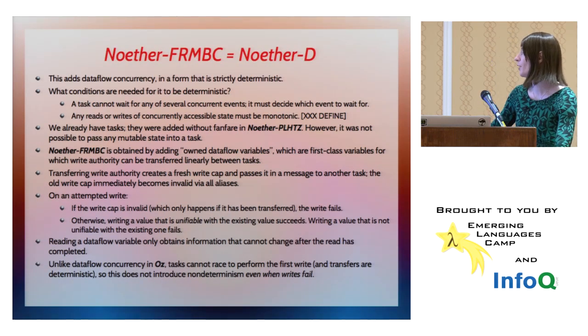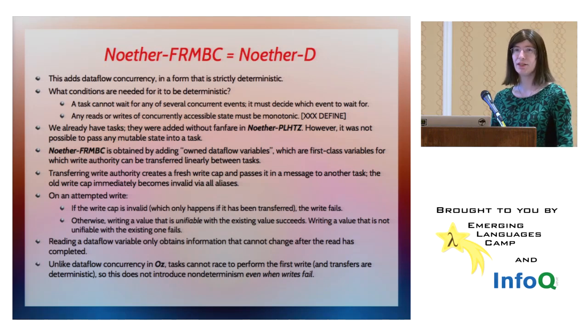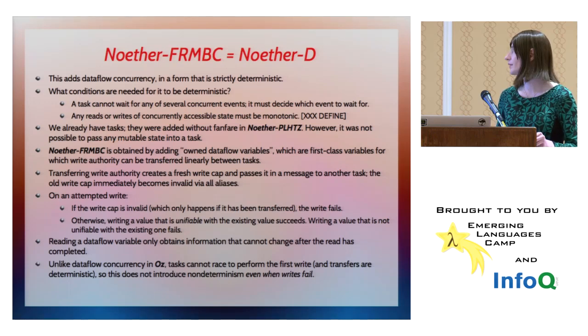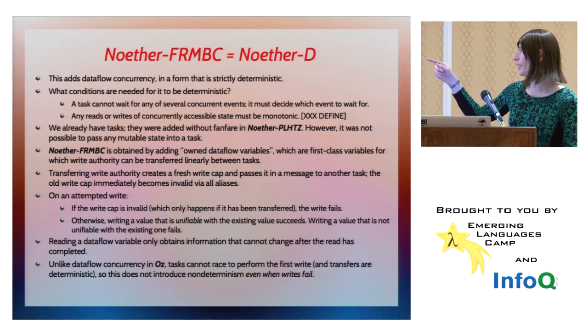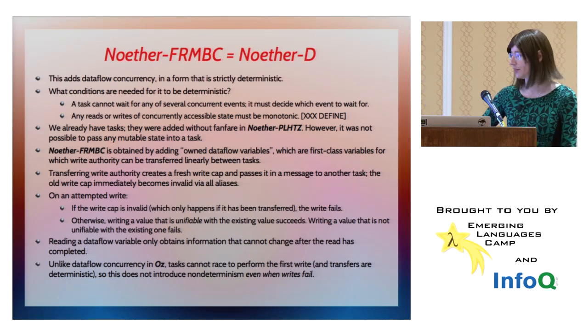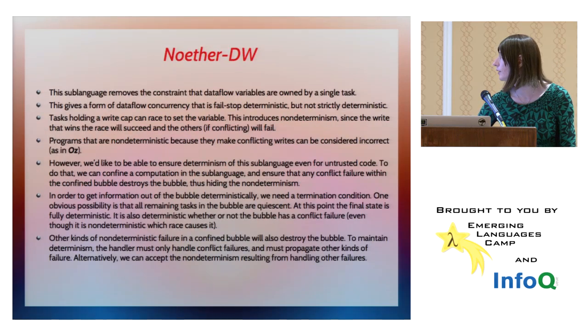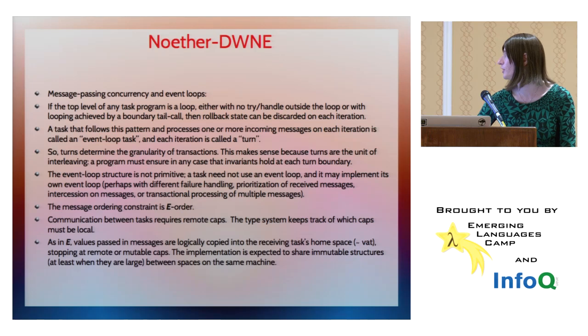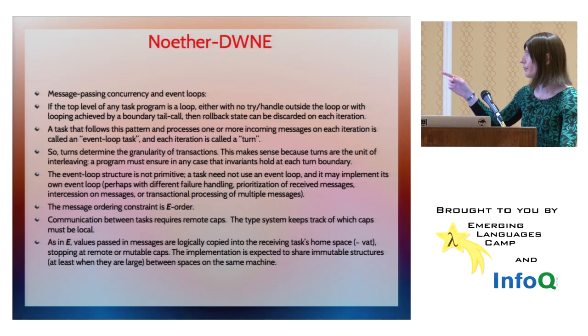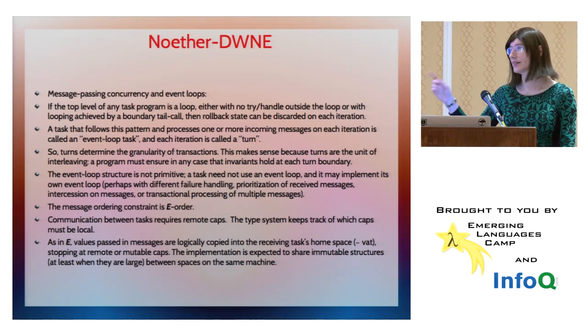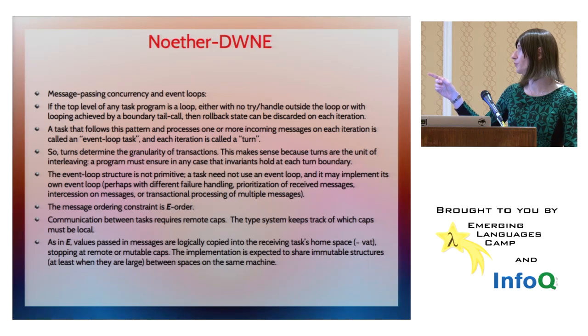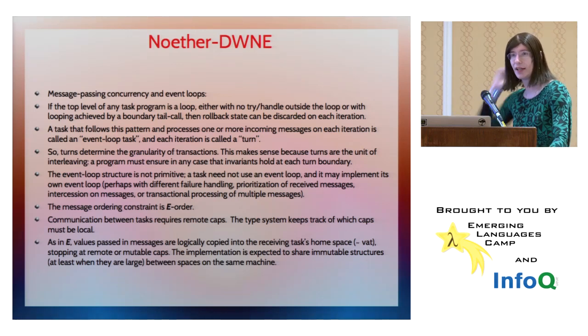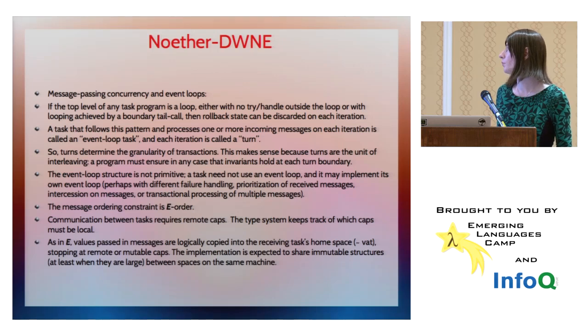The next thing we add is data flow concurrency, but we add deterministic concurrency. Basically, the restriction here is that because you're only waiting for one possible event, everything is deterministic. And then eventually we add the whole thing, message passing concurrency and event loops. The language that we have at the end here is still quite easy to reason about. It's similar to languages like E and Joule and Erlang.